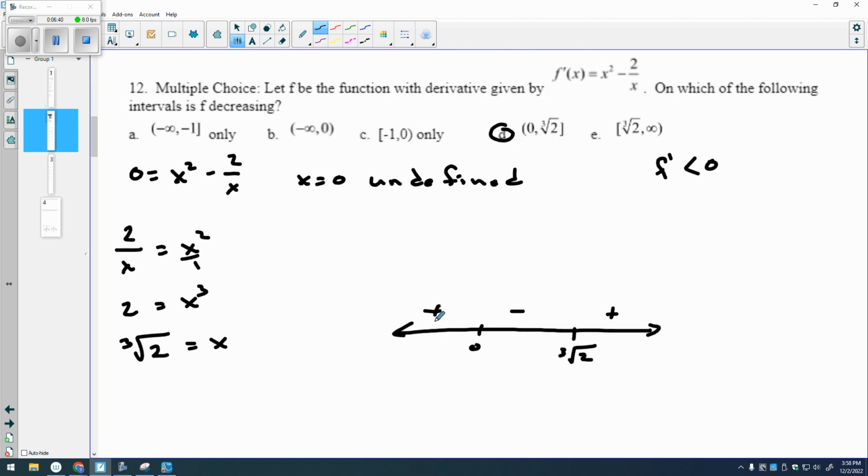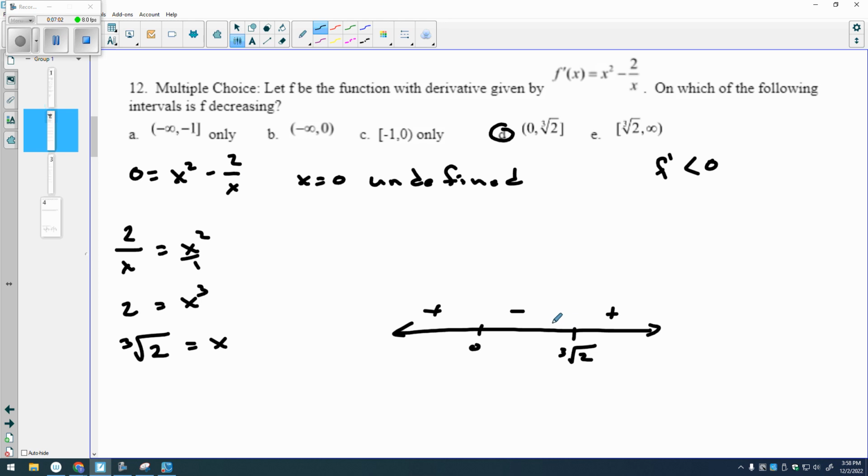Okay, now I'm going to check regions. So I check to the left of 0. So plug in a negative value, like -1, which makes this positive. This is always positive, and so my derivative is positive when x is less than 0. Between 0 and cube root of 2, what's the cube root of 2?